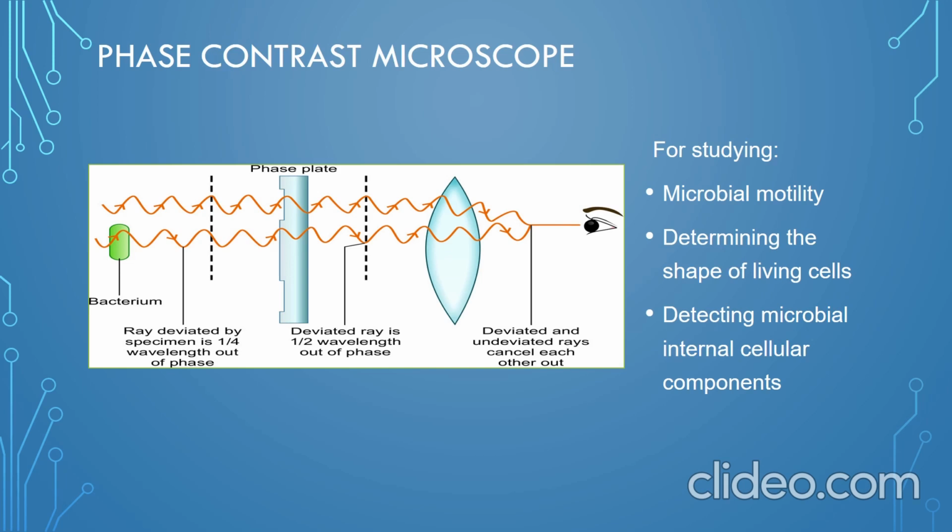So here the deviated ray is half wavelength out of phase. The ray deviated by the specimen is 1/4 wavelength out of phase. Hope you will understand this phase contrast microscopy. So we can easily visualize the internal organelles inside the specimen, the bacterium or the cells easily in a live solution. Okay. That is the working principle of this phase contrast microscopy we have seen.